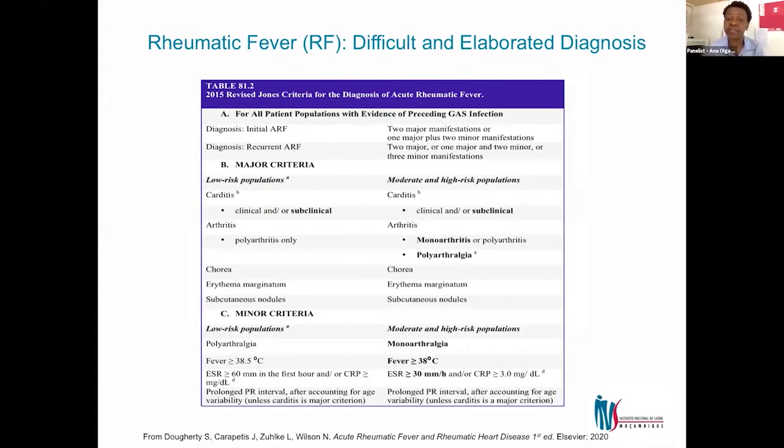The three following slides are busy, and I'm not expecting you to read them. They are there just to show the complexity of, one, the diagnosis of rheumatic fever that you see on the slide, which includes epidemiological criteria, clinical criteria, and laboratory criteria, and requires knowledge, a high sense of suspicion to make the diagnosis.